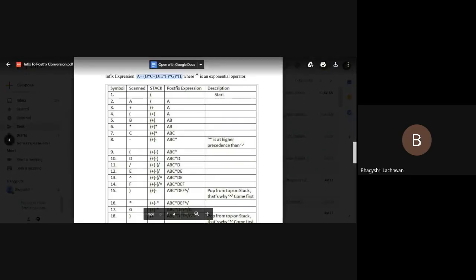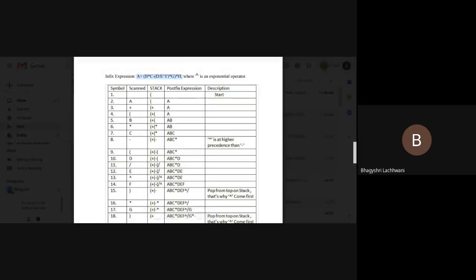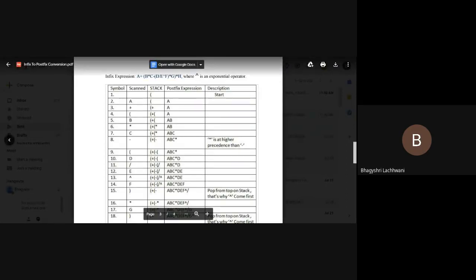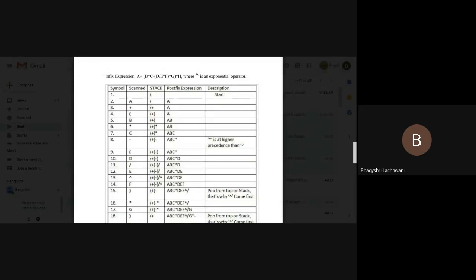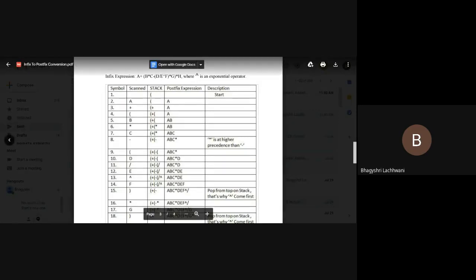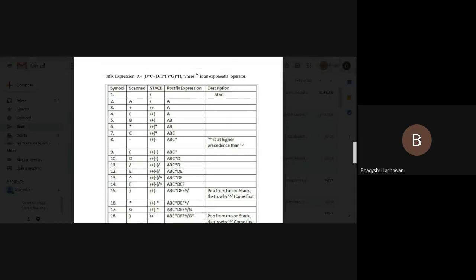See, this is the tabular format that you have to make for each and every example. First, which symbol you are working with, so symbol, then scanned, what operator or operand you are scanning, what the stack contains, what the postfix expression is, and any comments you want to write. So one by one we will take. First we will take, automatically, the starting bracket, an indication that we are starting our expression.